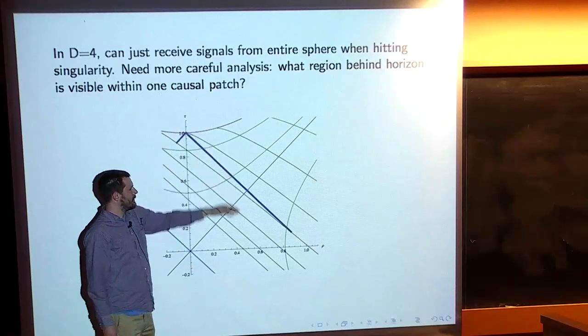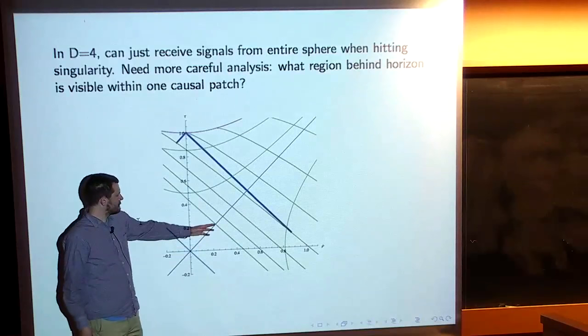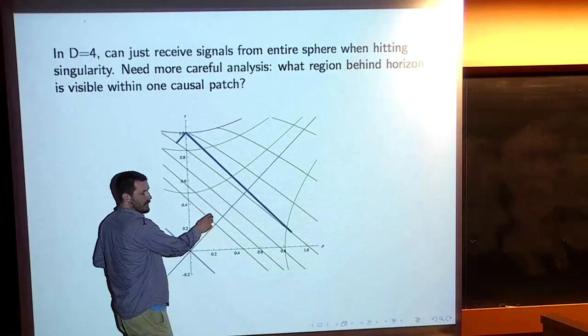Your observer looks space-like on that diagram. Well, the observer isn't drawn. The observer is falling in like this. The observer is falling in like this, orthogonal to these constant time slices.